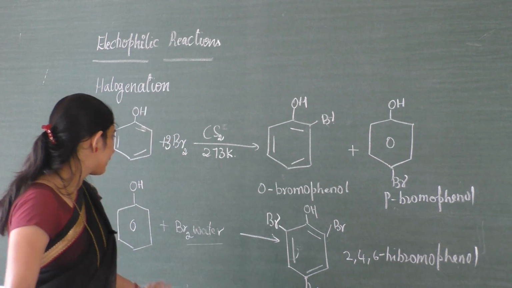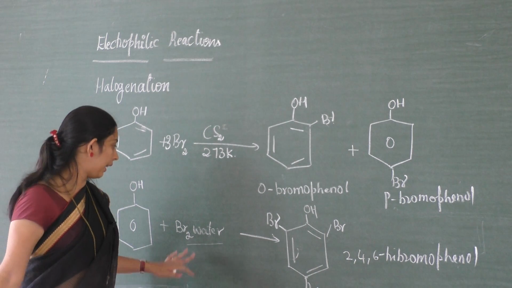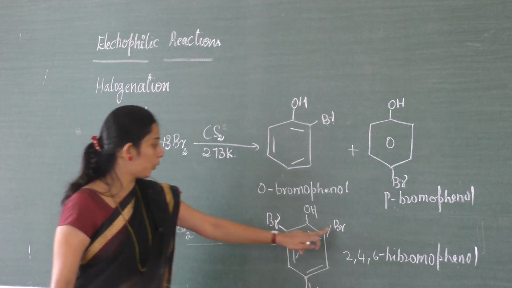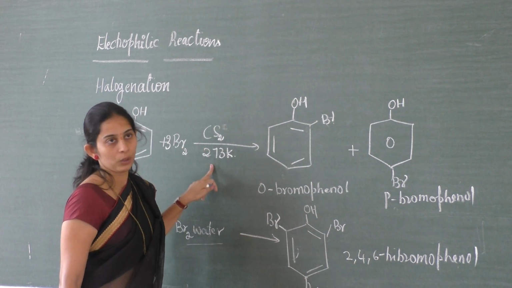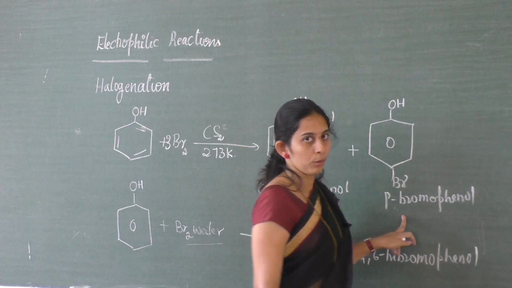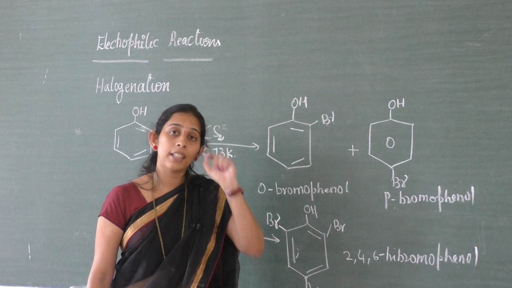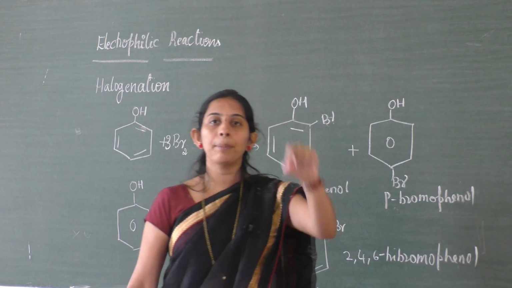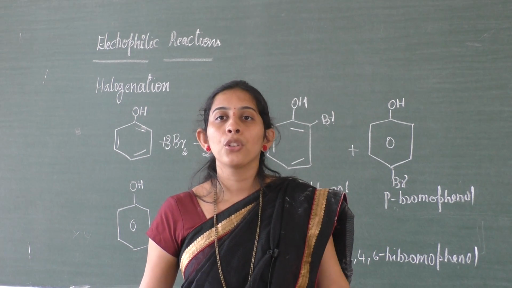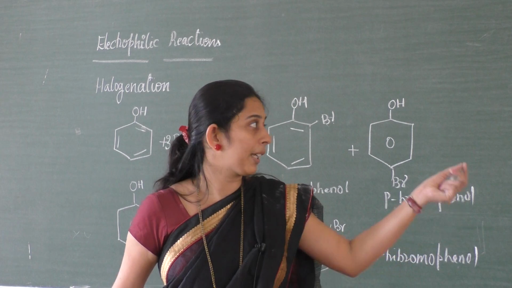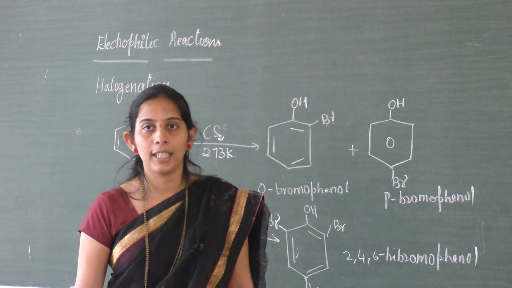Usually they will ask this question as complete the reaction. If they give bromine water, you have to write 2,4,6 tribromophenol. If they give bromine in carbon disulfide, you have to write ortho and parabromophenol. Whereas in nitration, if they give dilute nitric acid, ortho and paranitrophenols are formed. If it is concentrated nitric acid, 2,4,6 trinitrophenol or picric acid, a yellow precipitate, will be formed. That is picric acid.